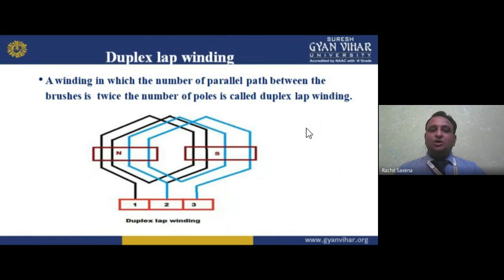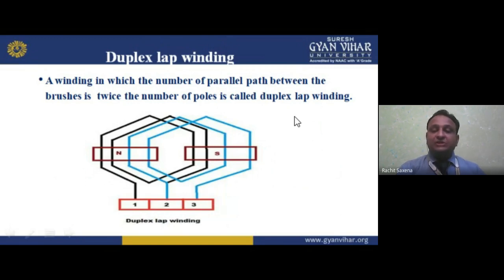Now, duplex lap winding. We have simplex and duplex. A winding in which the number of parallel paths between the brushes is twice the number of poles. In simplex, we have a single number of poles, we can say. But if I convert it into twice, the parallel paths between the brushes being twice the number of poles is called duplex lap winding. These are the duplex. See, duplex. So we can say duplex lap winding.